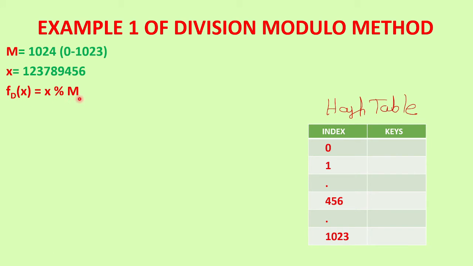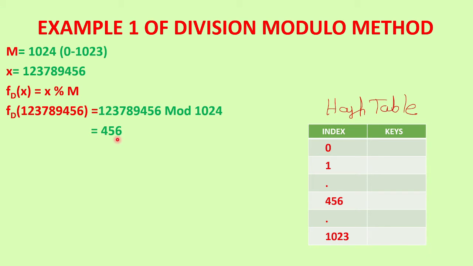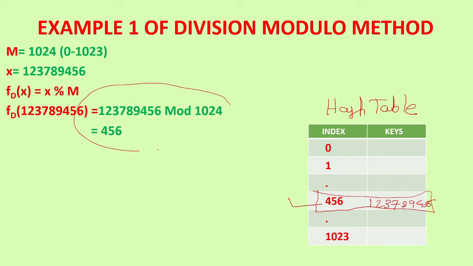So if we do x modulo m, see, this is x or this is a key: 1 2 3 7 8 9 4 5 6. This big number is the key, modulo 1024, that is 1024 the table size m. So when you do this you will get the answer as 456. So at this 456 index we have to store the key value, that is this value 1 2 3 7 8 9 4 5 6. So this value will come at this particular index. How did we get it? Because of this modulo operation which we performed.